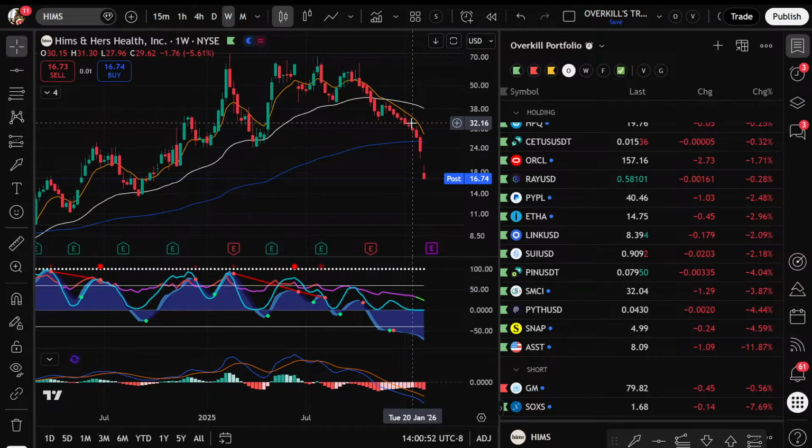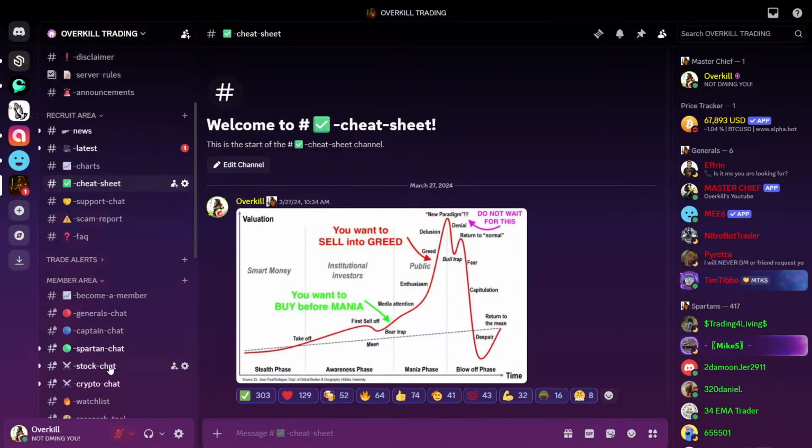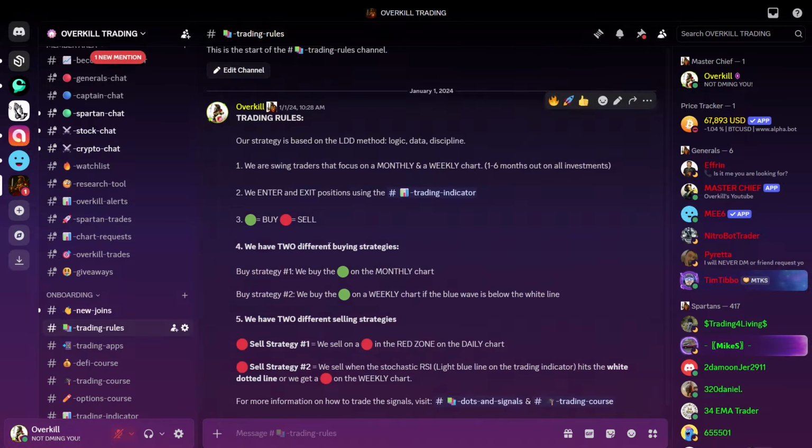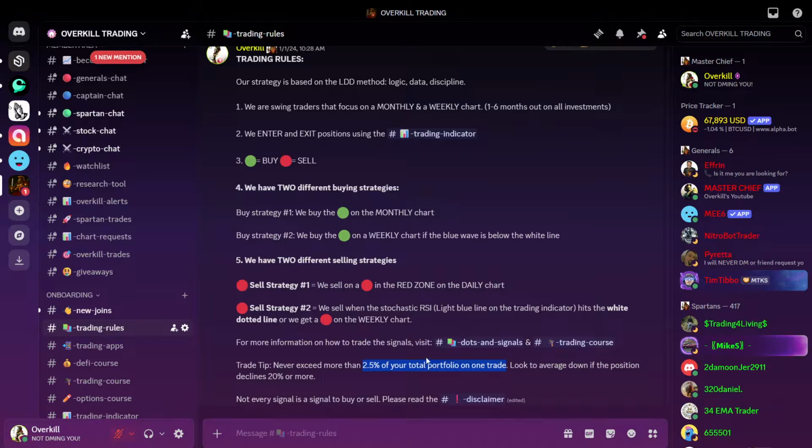So that's why we never go all in. We never go all in on one play. If you guys watch the trading course, I talk about our position sizing rule, never to exceed more than 2.5% of your total portfolio in one trade. This is important, guys. This is probably just as important as all of this red and green dot, moving average, all that stuff. This right here is going to save you from things like this.